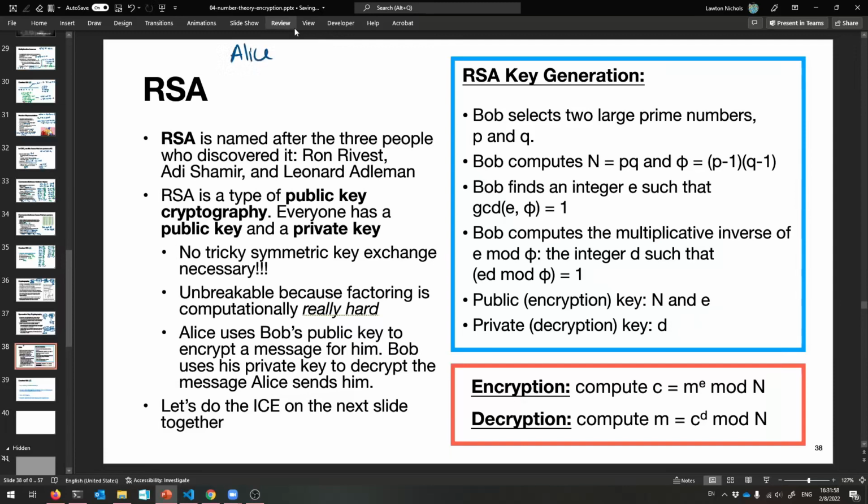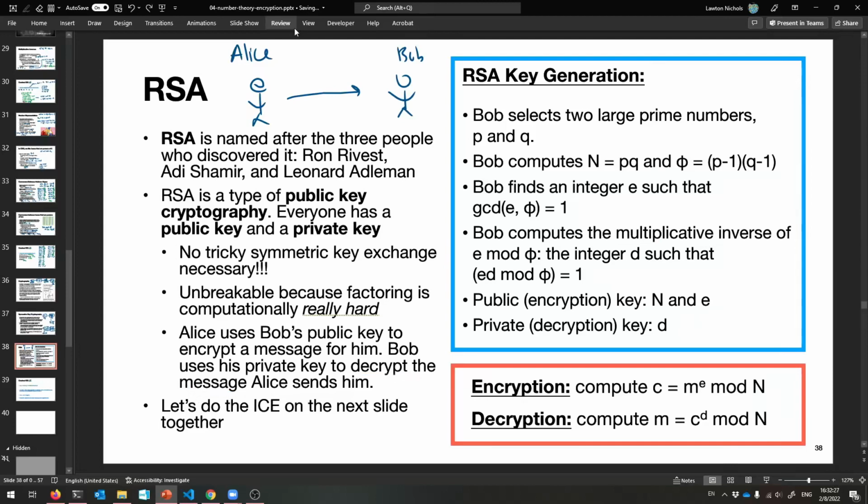Here's Alice and Bob. And let's say they all have public and private keys, right? Let's say that Alice wants to send Bob a message. What's going to happen is Alice is going to use Bob's public key to encrypt a message, and he will decrypt that message with his private key.